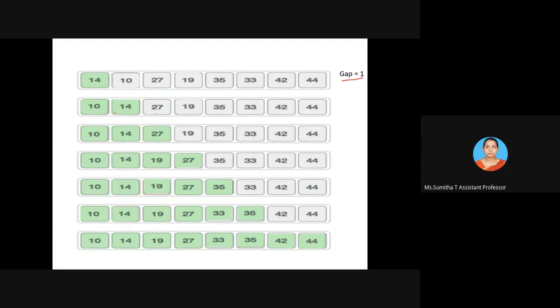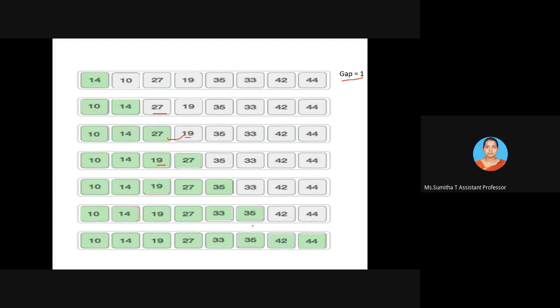Okay, and 27 is in order, compare with the 14. It is already a larger element, so no problem, we just keep it and take the next element. Next element is 19 and compare with the 27. It is smaller, so again compare with the 14, it is greater, so I can keep the 19 here. Like that you can swap each and every element.